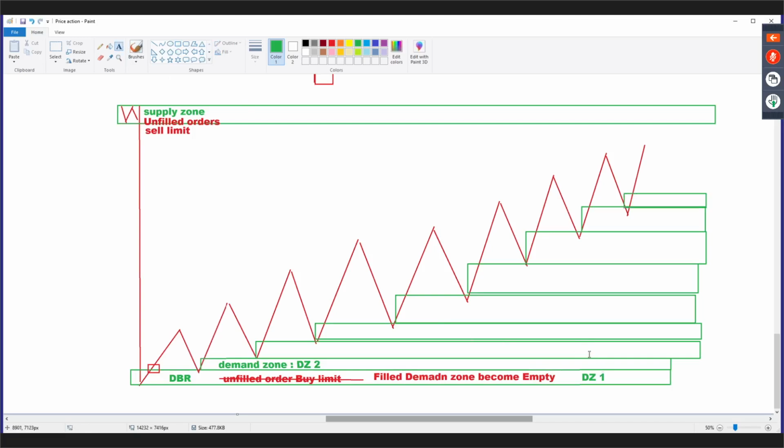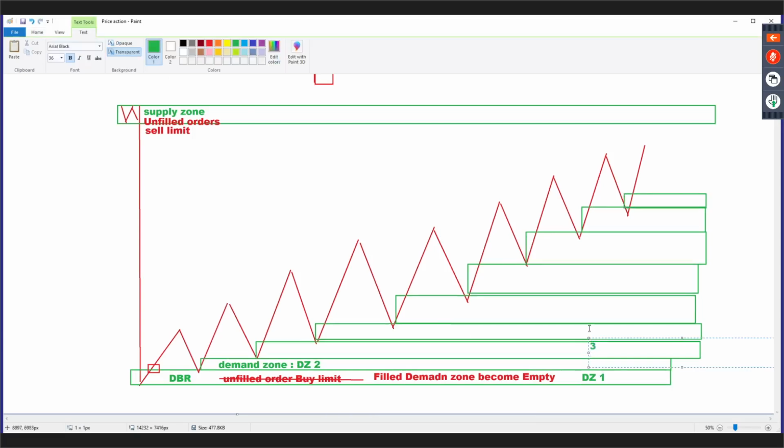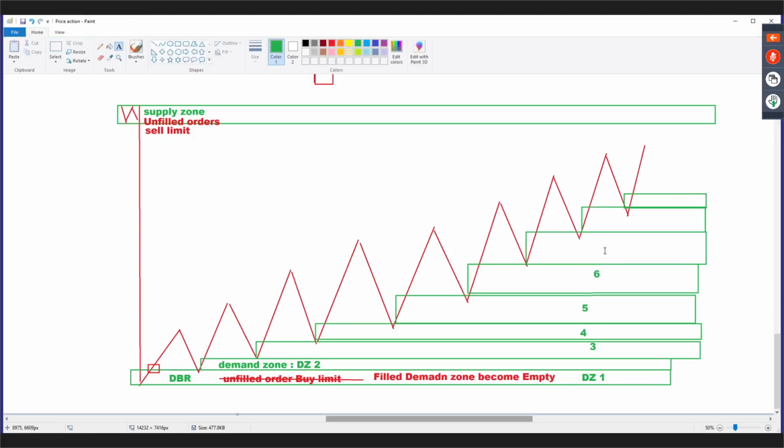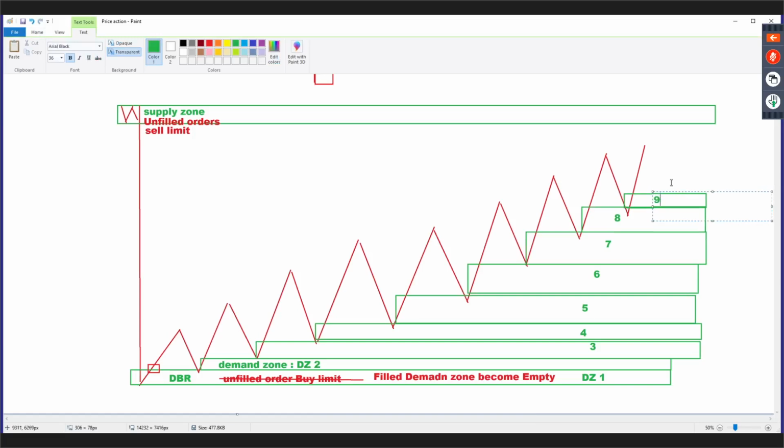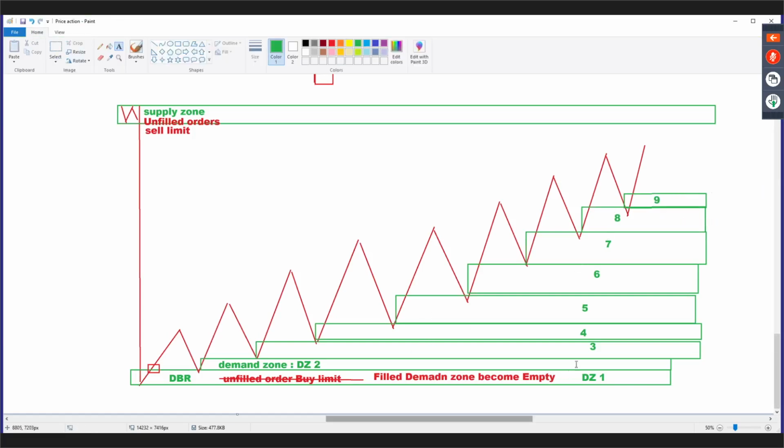This is demand zone 1, 2, 3. This is your 3. This is your 4. This is your 5. This is 6. This is 7. This is 8. And this is 9. So you have 9 demand zones. From 1 to 8, all these demand zones have been cleared, because price went down, touched the zone and filled the orders. So there are no more orders over there. It filled. The demand zone becomes empty.